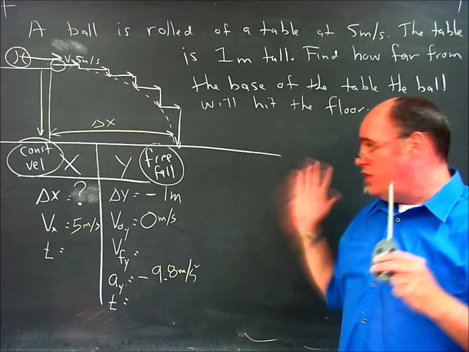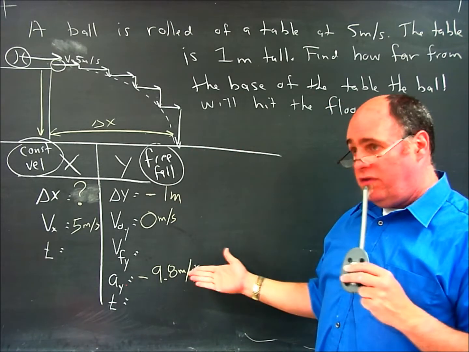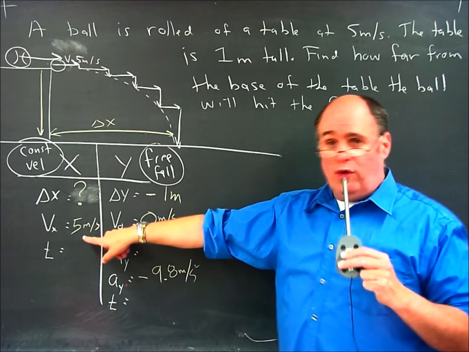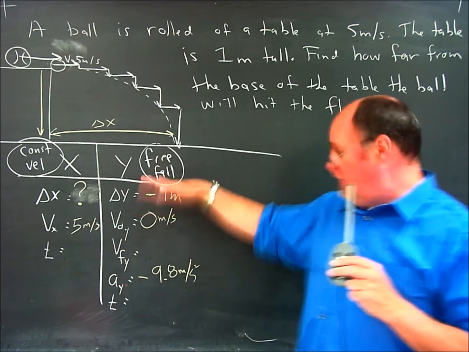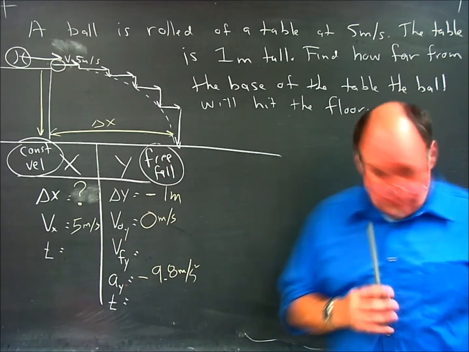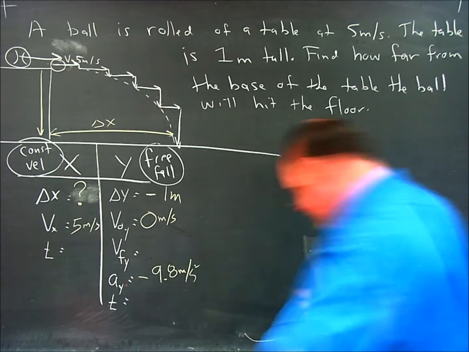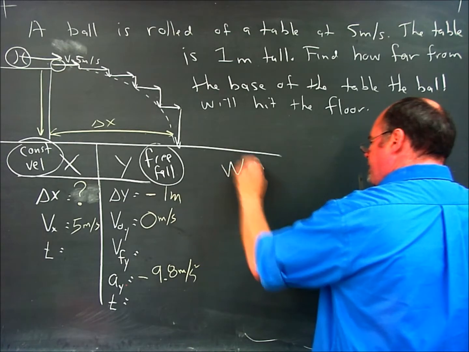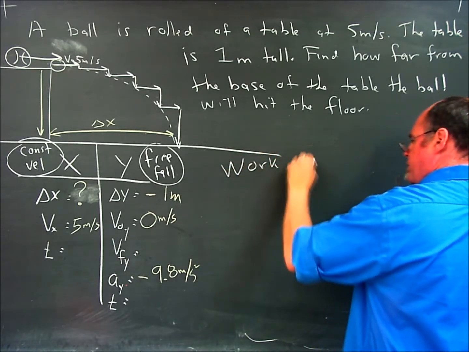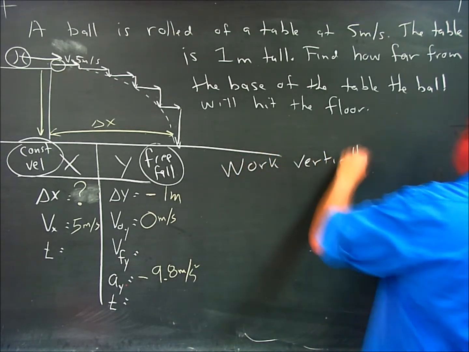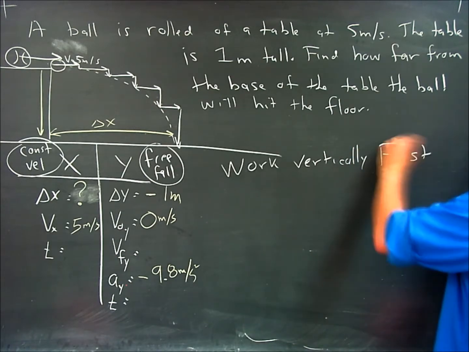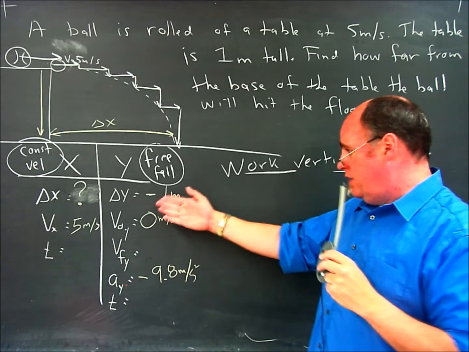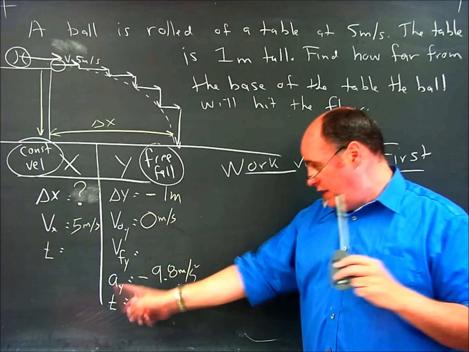Now, which side should I use? Well, if you look at what we've been given, I have 3 things over here in the y column, and I only have 1 thing over in the x column. So I'm going to start working in the y column. We'll work vertically first. So if I'm working vertically first, I'm going to find a formula that will help me find the time.